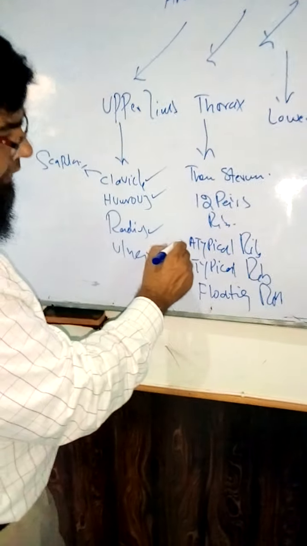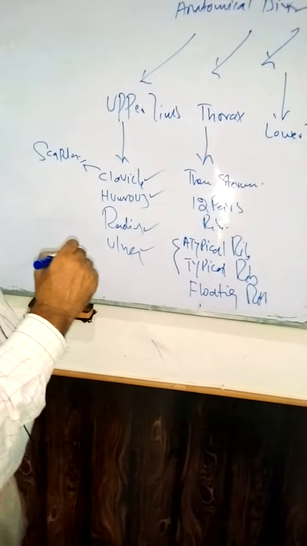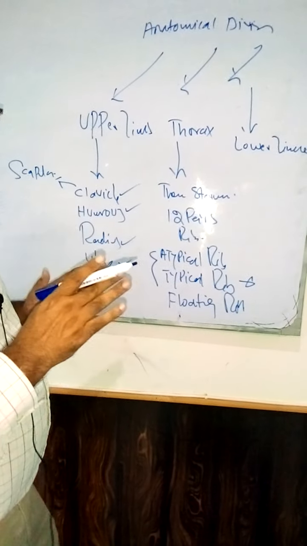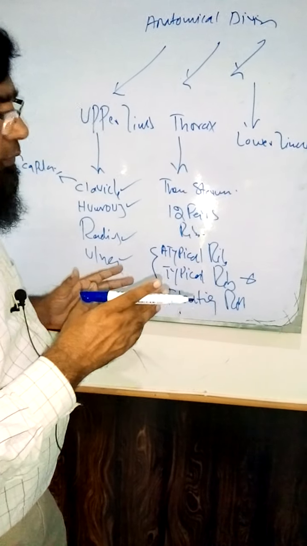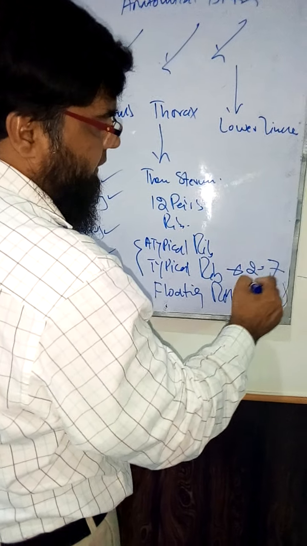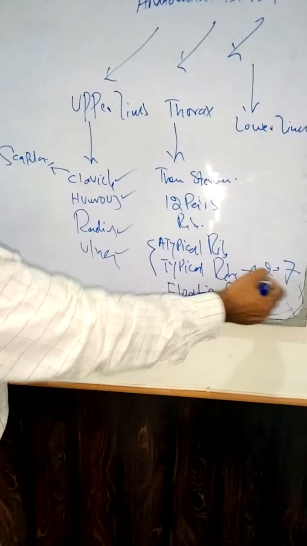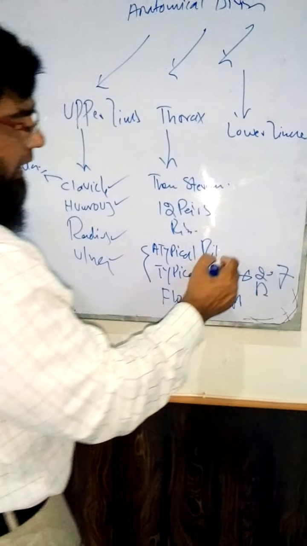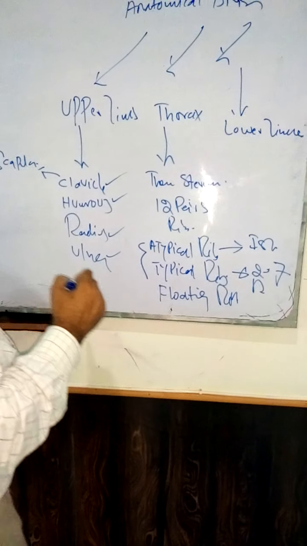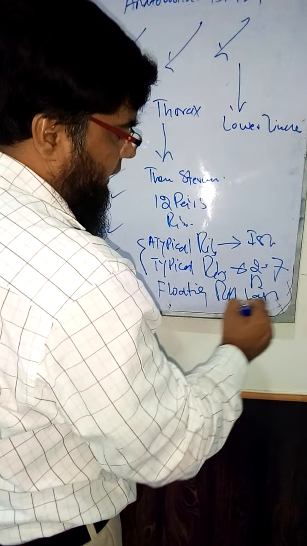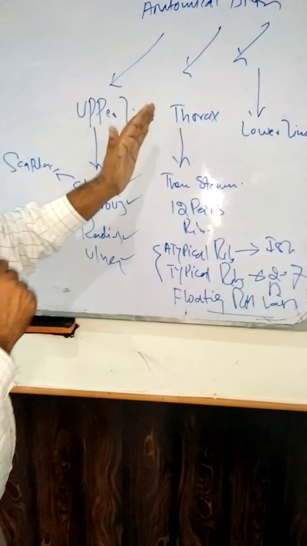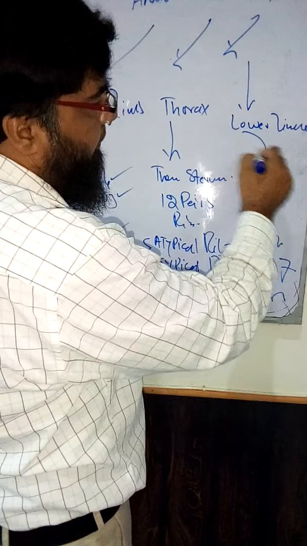Now we differentiate typical and atypical ribs. Typical means they look the same. For example, ribs 2 to 7 are all called typical ribs. The first one is called an atypical rib, and the last two ribs are called floating ribs. So that covers the upper limb and thorax. Now we come to the lower limb.